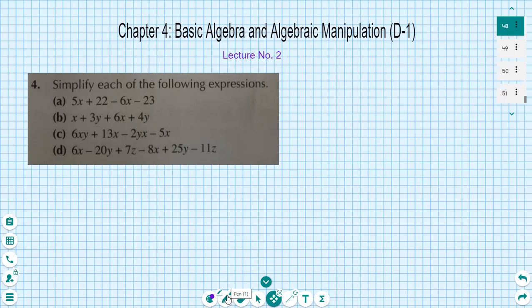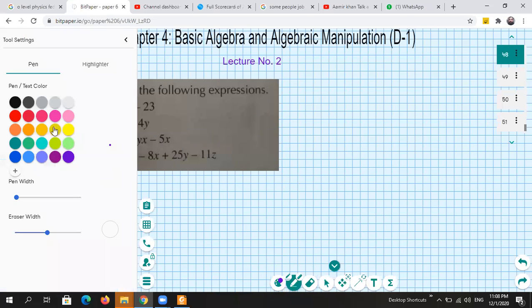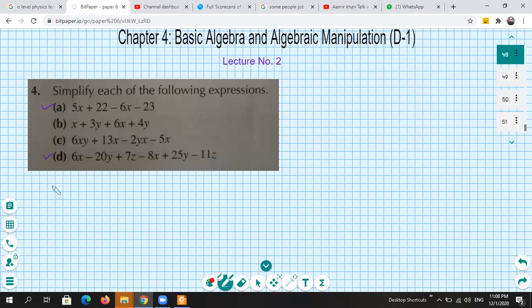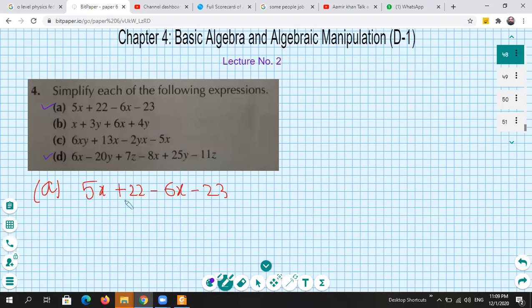Now, in part A, we have 5x plus 22 minus 6x minus 23. I'm writing the expression here. You can see that we have two groups of like terms: 5x and 6x are like terms. Similarly, 22 and 23 are like terms.